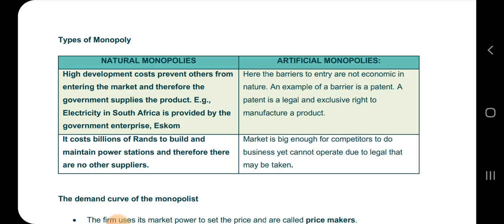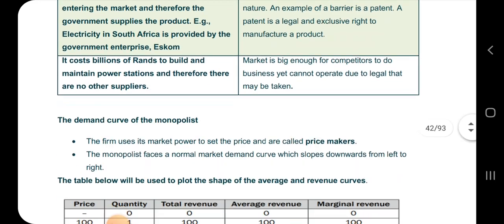A patent is a legal and exclusive right to manufacture a product. So you can have an exclusive right, like no one can manufacture this product, only I can. You need a lot of money to do that. It costs billions of rand to build and maintain power stations, and therefore there are no other suppliers. The market is big enough for competitors to do business, yet they cannot operate due to legal restrictions, and they may be arrested.